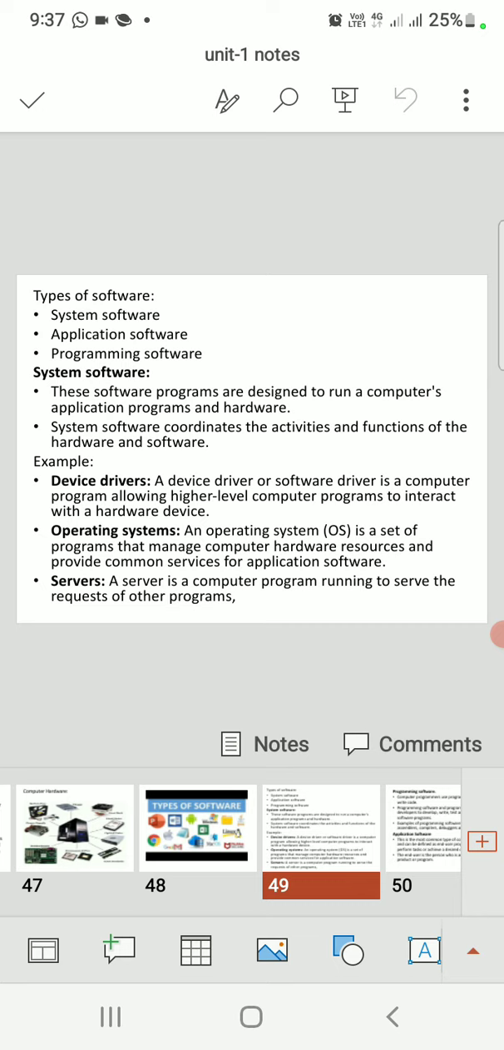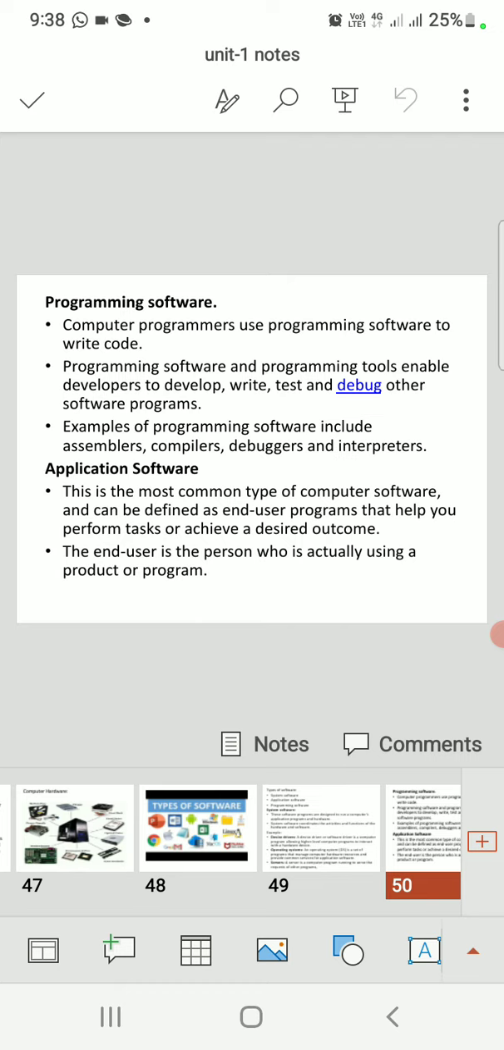Example, device driver. A software driver is a computer program allowing higher-level computer programs to interact with a hardware device. Operating system. An operating system is a set of programs that manage the computer hardware resources and provide common services for application software. Servers. A server is a computer program running to serve requests from other programs.